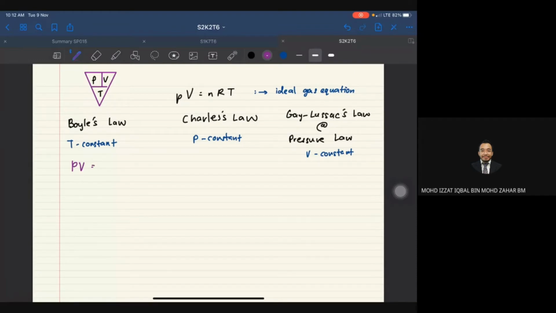Okay. If P is constant, then you will have V over T equals V over T. Obviously the left hand side is 1, right hand side is 2. And then if V is constant, then you will have P over T equals P over T.